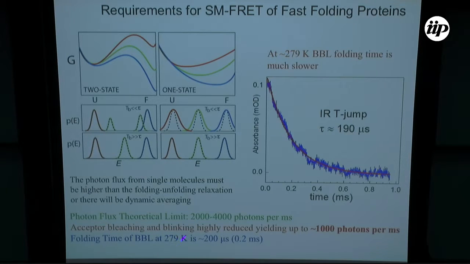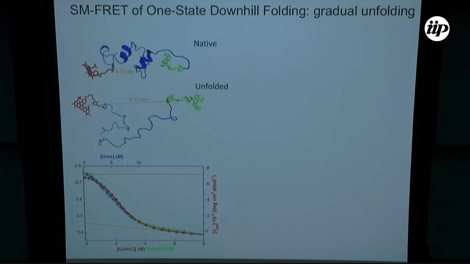So now we are getting close, because if you think about 200 microseconds relaxation, and we have 5,000 photons per millisecond, we could do time bins of 50 microseconds, which will be shorter than this, and in those we will get close to 50 photons, which should be doable. Okay, so these conditions allow us to do this experiment.